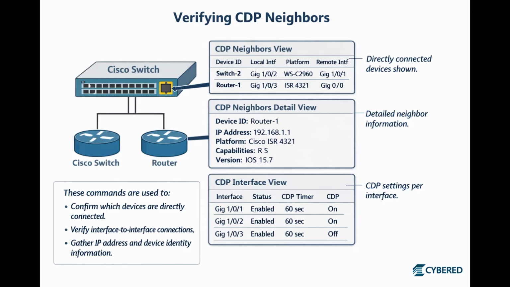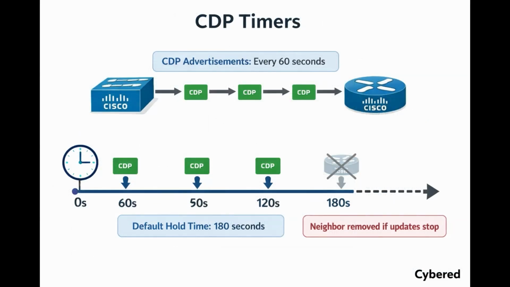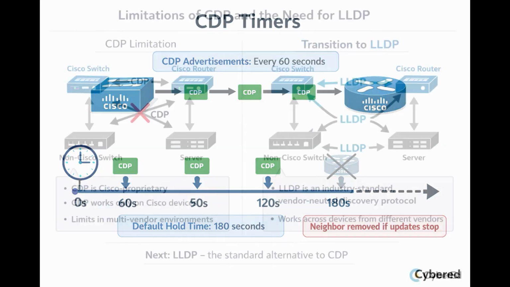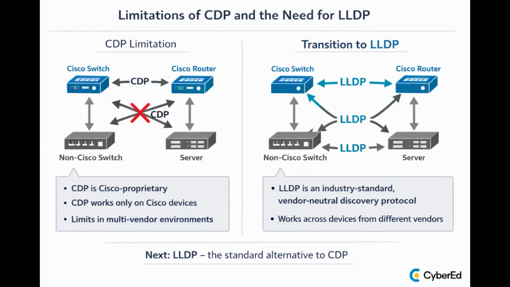Show CDP neighbors detail provides additional information, including IP addresses. Show CDP interface, followed by the interface ID, displays CDP timer settings per interface. CDP timers: CDP advertisements are sent every 60 seconds. The default hold time is 180 seconds, and neighbors are removed from the CDP database if updates are not received within the hold time.